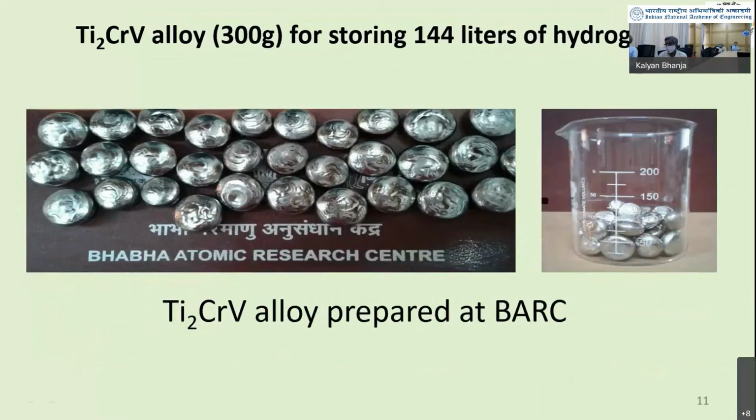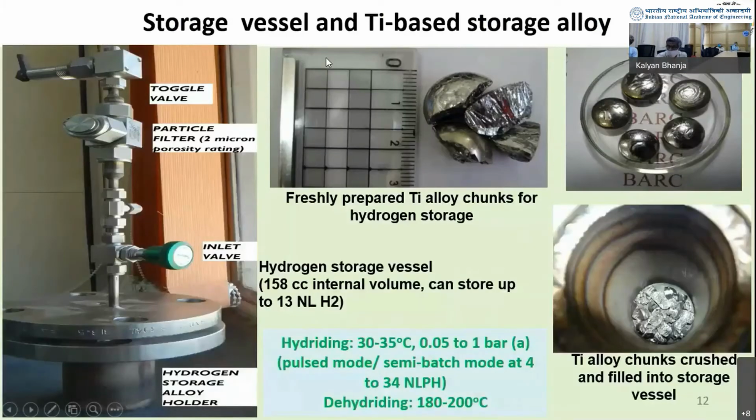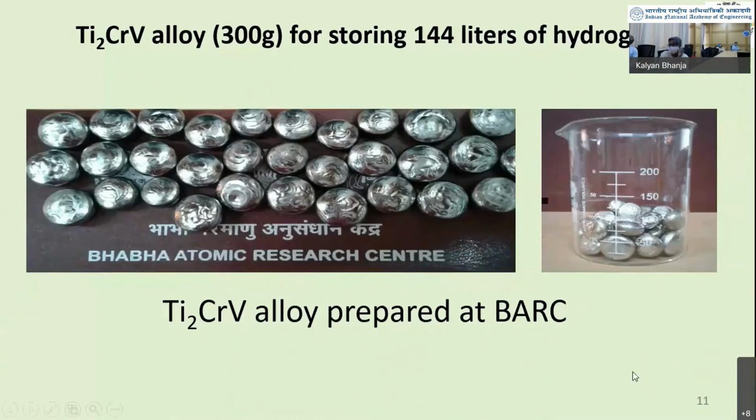So we have also developed a methodology to make 300 grams of the alloy. You can see here the 300 grams of alloy recently prepared at BARC. This alloy can be put in a beaker. You can see this beaker is of 250 ml capacity, and the volume of the alloy is around 125 ml. This material, occupying 125 ml volume, can absorb almost 144 liters of hydrogen. Whatever material is kept inside a beaker can absorb 144 liters of hydrogen. So this is also one of the technologies found to be quite promising.